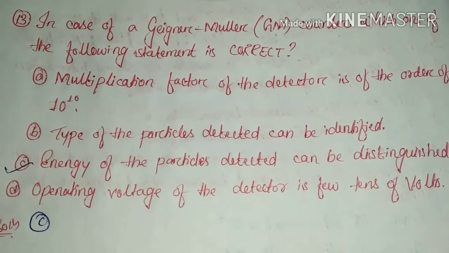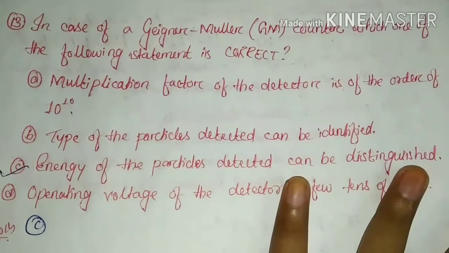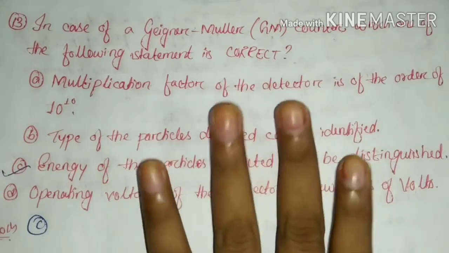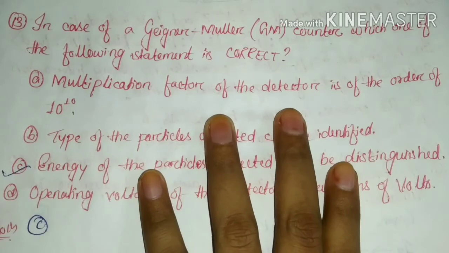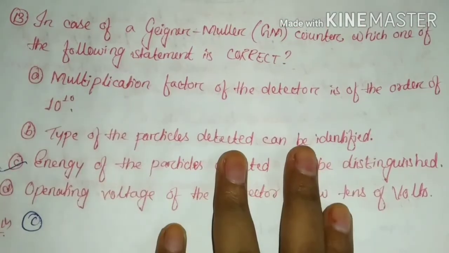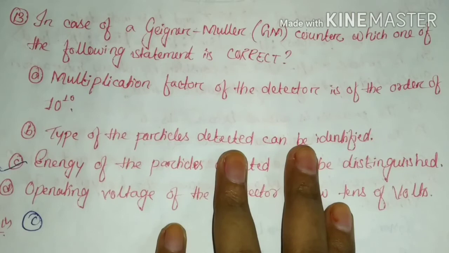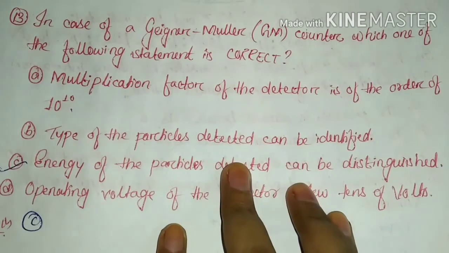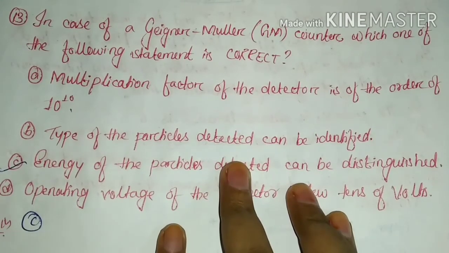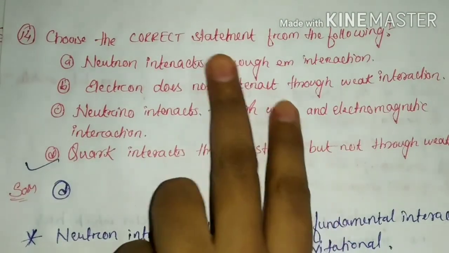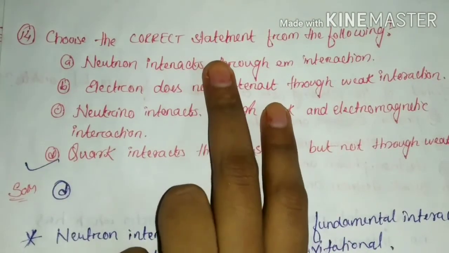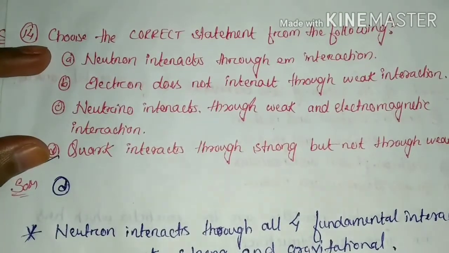Now we will see which statement is correct. First of all, the multiplication factor of the detector being of the order 10 to the power 10 is not correct. It is of the order of 10 to the power 6 to 10 to the power 8. So the first option is not correct. Now let's see the second option: the type of the particles detected can be identified. Here we have to choose the correct statement from the following. We have 4 statements and we have to choose one correct statement.